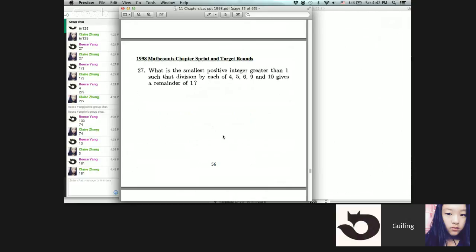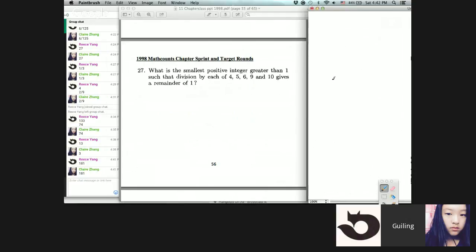Oh, nice job, 181. This one's a little bit harder, so I wasn't sure if you were going to get it. So just factor these: 2 squared times 5, 2 times 3, 3 squared, 2 times 5. If you know modular arithmetic, this is pretty easy, but you can also go through it with logic. As long as something is a factor of all of these, you just add 1 to it, and then it'll have a remainder of 1 when you divide it by all of these. So you take the LCM of all of these, and you get 180, and then 181 will give a remainder of 1.